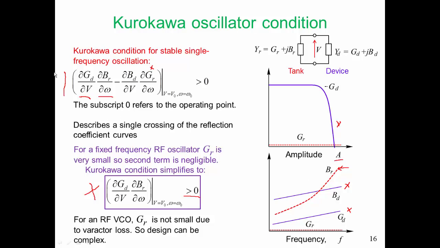And if you look up at this full Kurokawa condition, we have to manipulate the derivative of GD with respect to voltage, the derivative of BR with respect to frequency, the derivative of BD with respect to voltage, and the derivative of GR with respect to frequency. So there are 4 things that we need to deal with in design if we're dealing with an RF VCO. Now 4 things is not too much to deal with in design. We've done that with other types of design. But there are many other things that we need to accomplish as well.